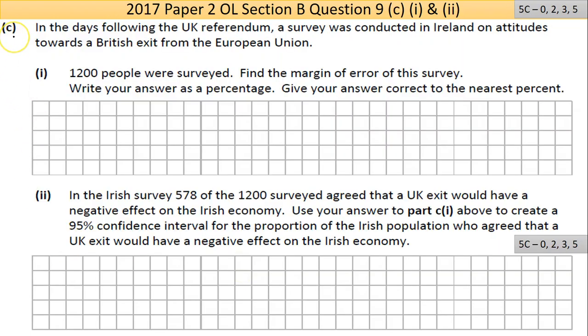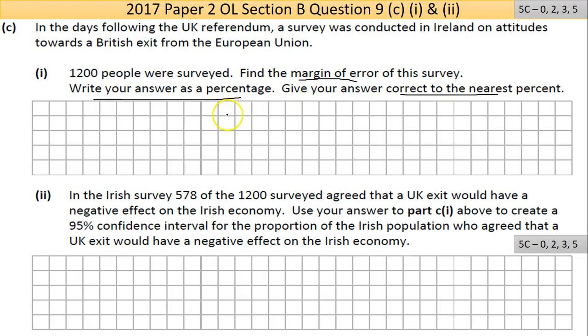Now it's part 3 there. So part C here. In the days following the UK referendum, a survey was conducted in Ireland on attitudes towards a British exit from the European Union. They did a survey of 1,200 people. Find the margin of error. Once you see that, this is the formula. Find the margin of error of the survey. Write your answer as a percentage, and round it to the nearest percent. So there's 3 things going on there.